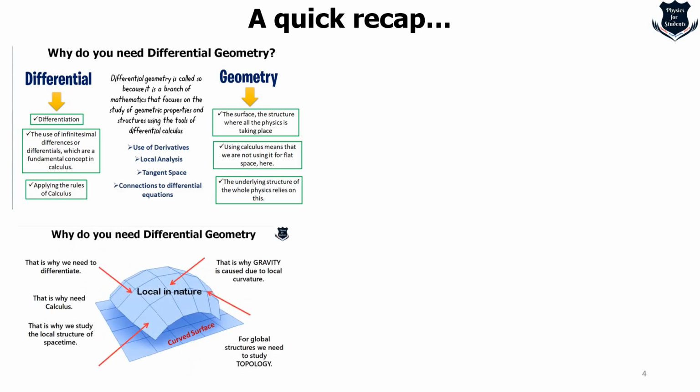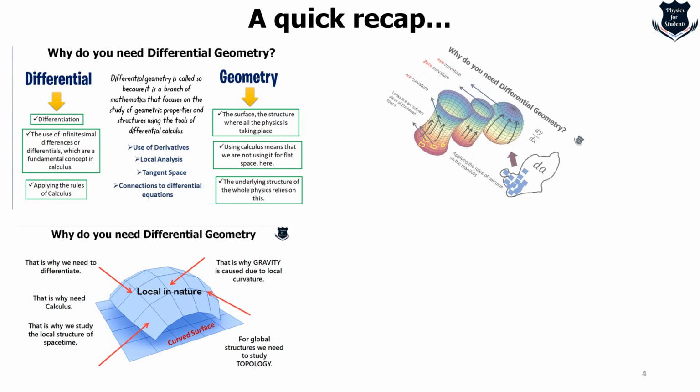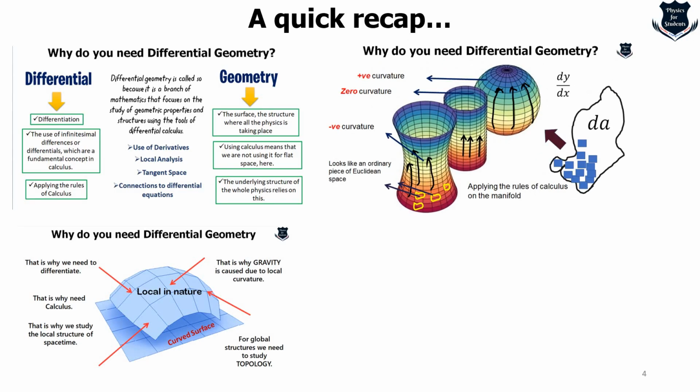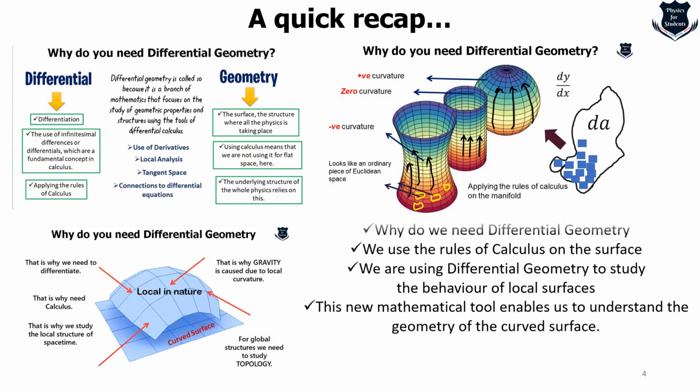It means using the rules of calculus on geometry. So these two words, differential and geometry, come together. We also learned that differential geometry is very local in nature, and that is why gravity is caused due to the local curvature, and in order to measure that we need calculus and we need to study the structure of space-time. We also saw that positive, negative and zero curvature can be calculated using different rules of calculus.